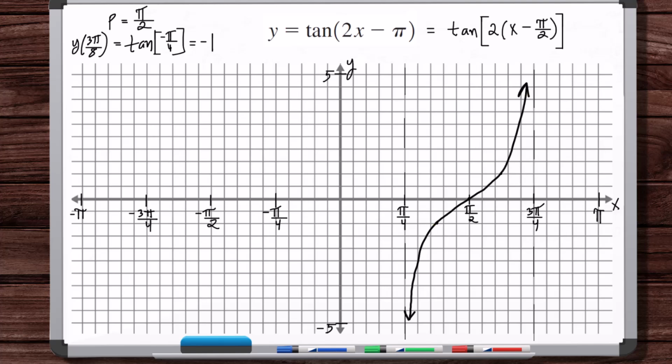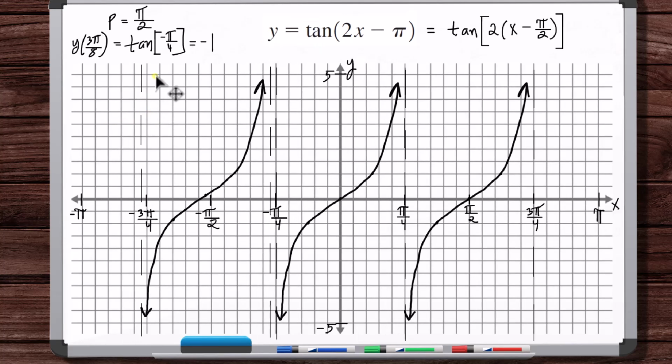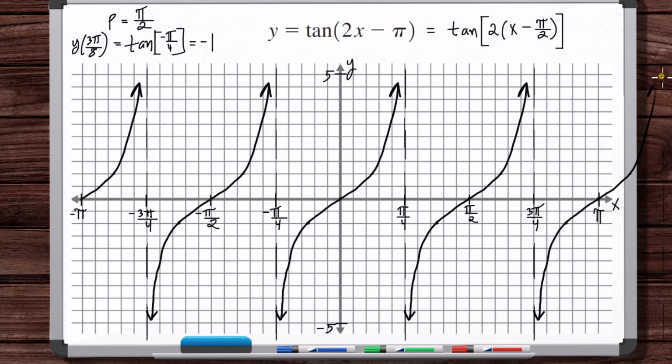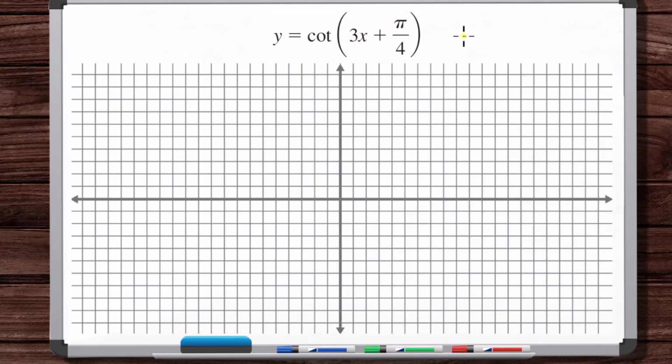So now let's just copy this up and down the graph. And there we go. Okay, so now we've got cotangent. Let's rearrange around the x so we can see the transformation.